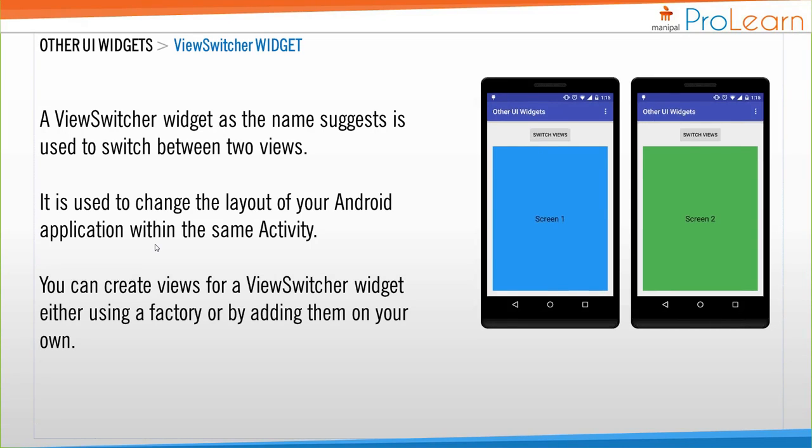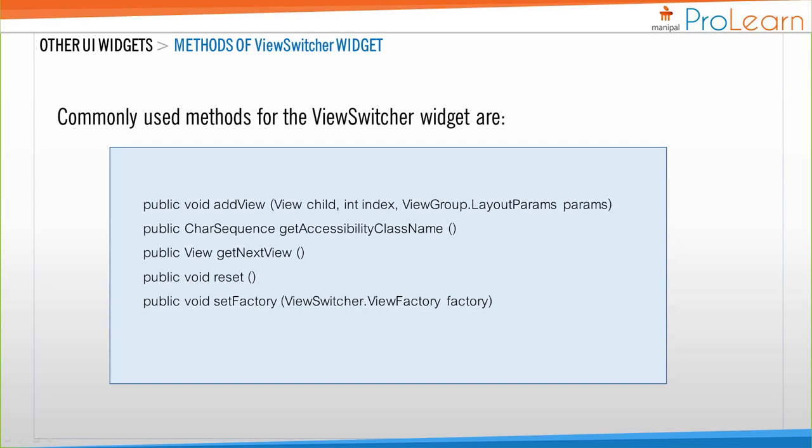You can create views of a view switcher widget either using a factory or by adding them on your own. That is, either you can do it dynamically or you can do it by XML code. I'll just show you how we can do it through the XML code.